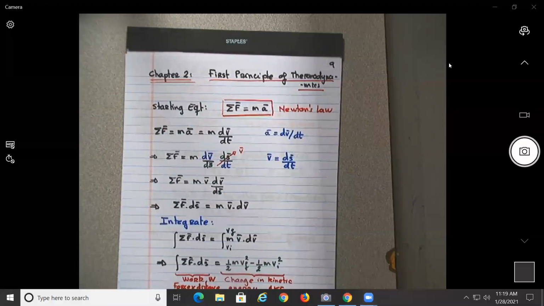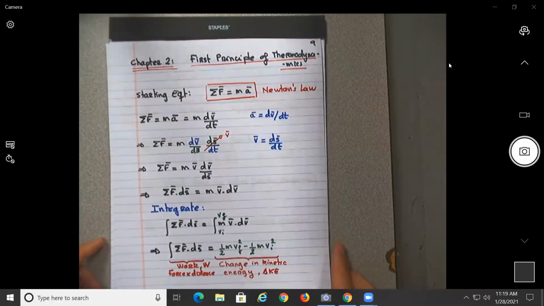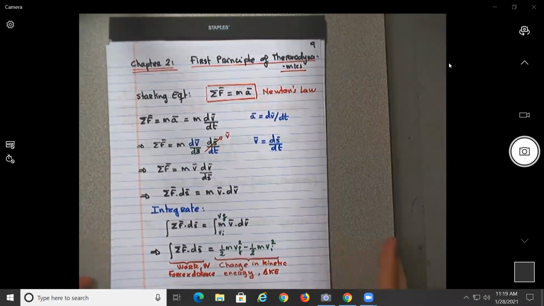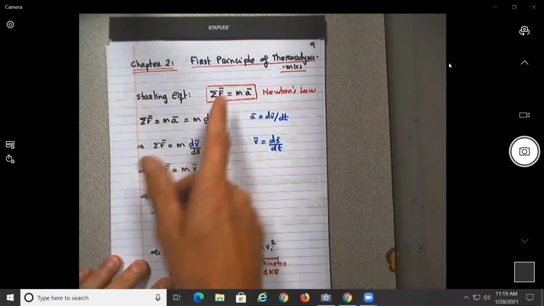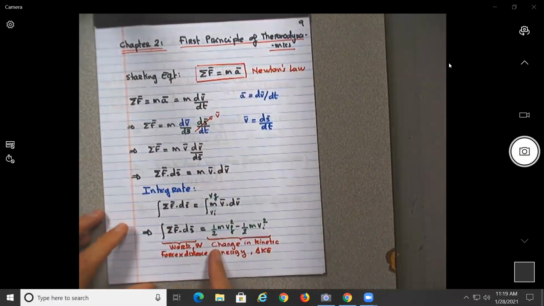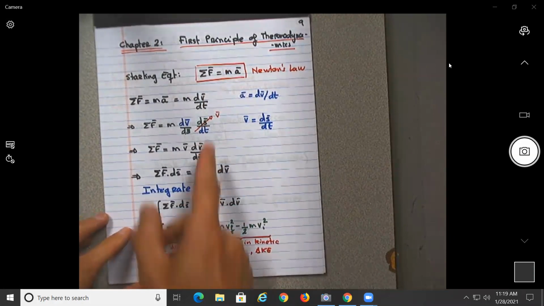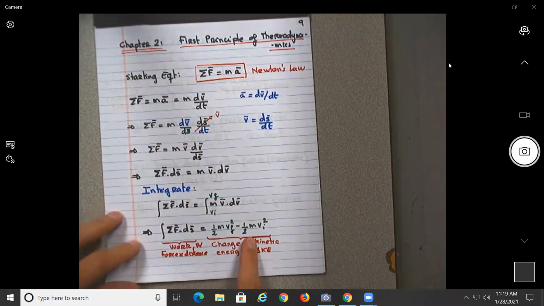Okay, guys, so last time we started doing the derivation of the first principle of thermodynamics, which I told you this class is called thermodynamics. So the first equation we write over here is summation of forces equals ma. You might follow or not, but from here to here, the only thing we did was to rewrite the equation in the form of work and kinetic energy.